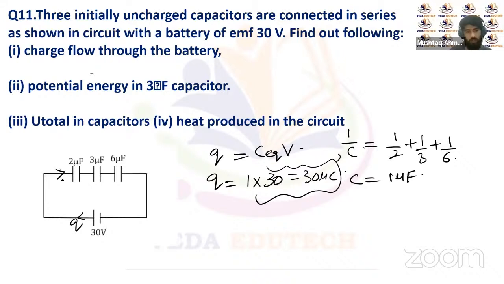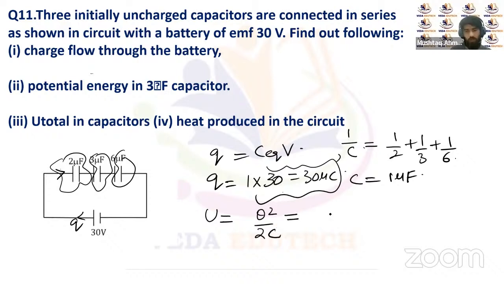Now, talking about the potential energy in the 3 microfarad capacitor, the same amount of charge will be on each of these capacitors. That will be 30 microcoulombs. So the energy in the 3 microfarad capacitor will be Q square over 2C. Now Q square is 900, so 900 upon 2C, that is 2 multiplied by C.